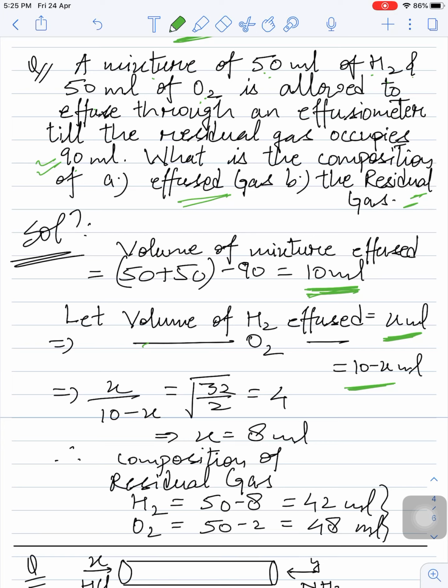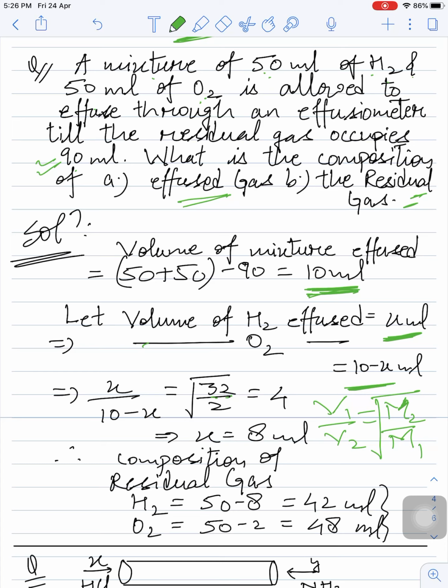So obviously oxygen is 32, 16 plus 16. The molar weight of oxygen is 32 and the molar weight of hydrogen is 2. How do we write it? V1 by V2 equal to M2 by M1, and then we will write a square root. So obviously what happened? 32 by 2 square root equal to 4, isn't it? So x upon 10 minus x equals 4, so x is obviously 8, isn't it? 8 upon obviously 2, which is 4. So x is the volume of hydrogen.